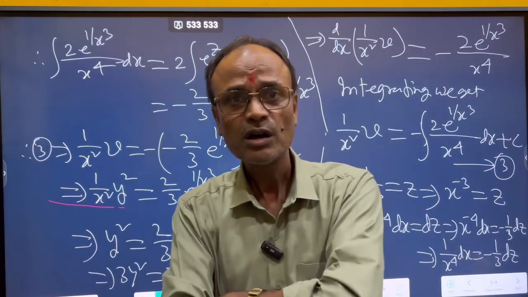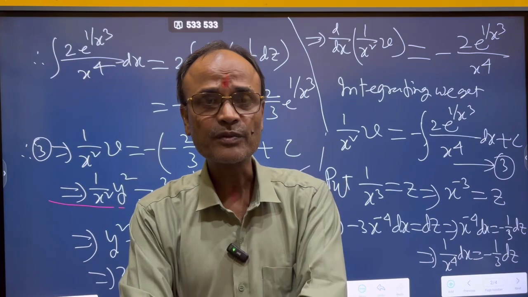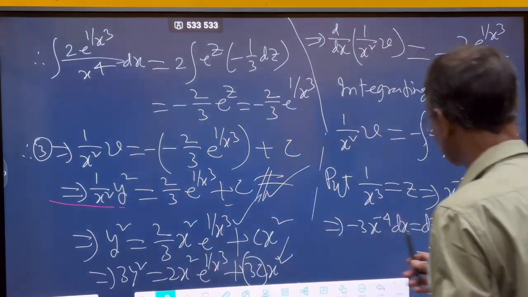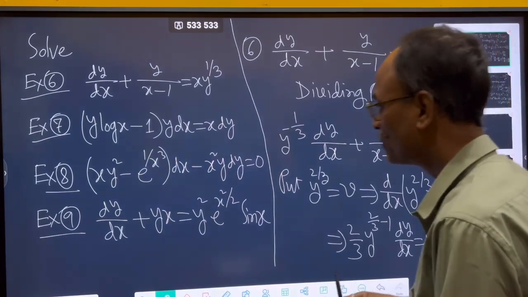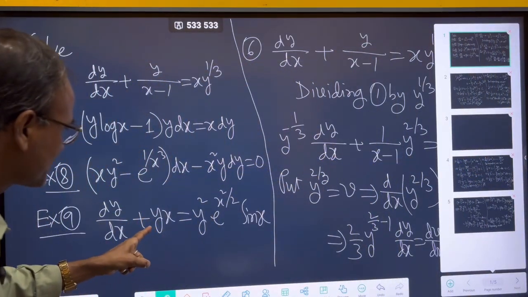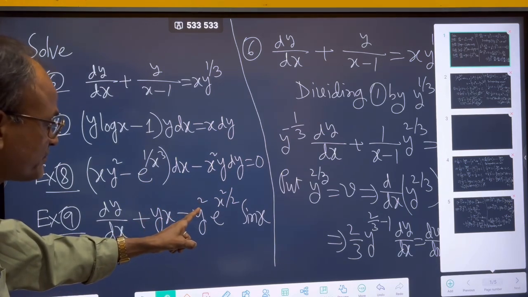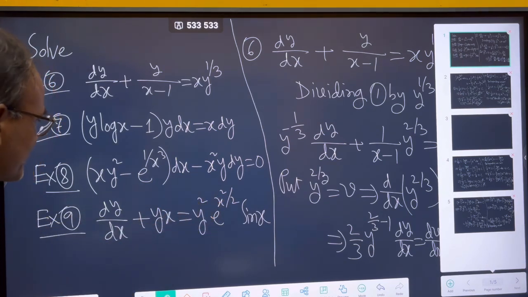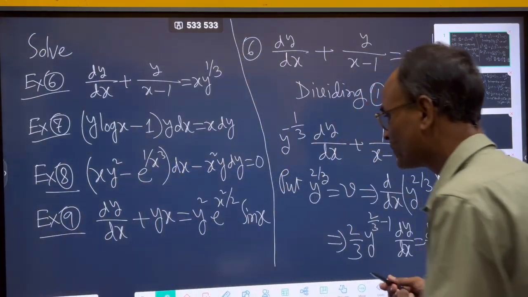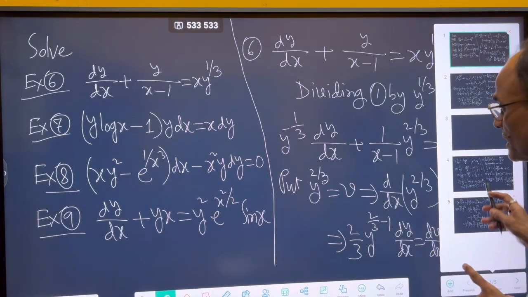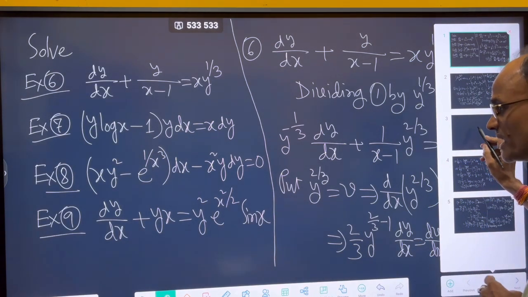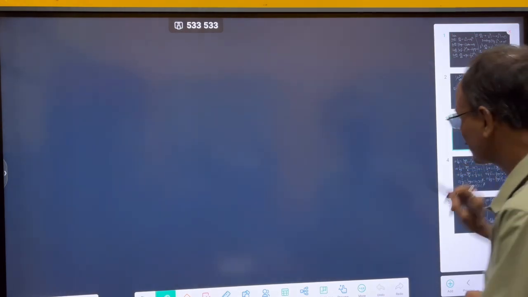Now, the last question, number 9. Let us try to solve that question. dy by dx plus yx equal to y square e to the power x square by 2 sin x.